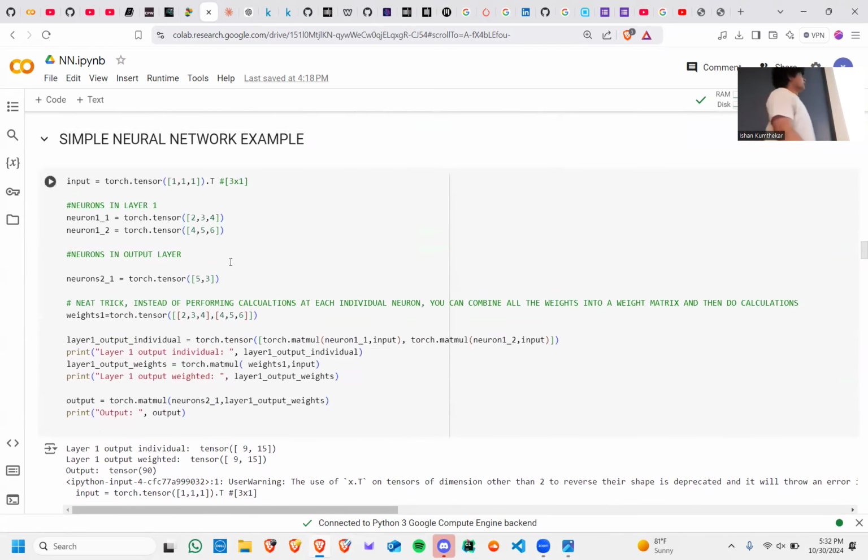So this is a simple neural network example that I've made. What you can see here is our first neuron, if you remember from the example, it's 2, 3, 4. Those are the weights in it. The second neuron has weights 4, 5, 6 in it. The input is 1, 1, 1. The .T there basically says that if you have your inputs as 1, 1, 1, we want to make them into a straight line.